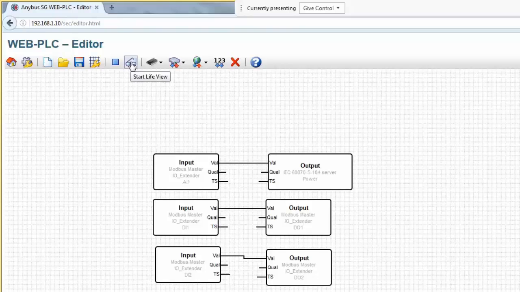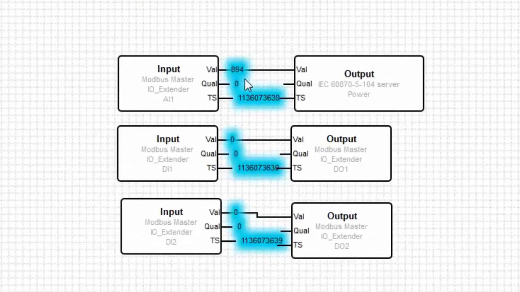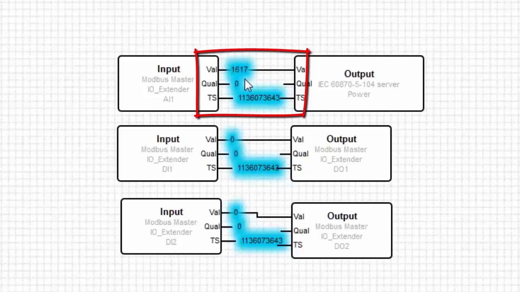So I click the Start button, and I can see that live values show up in my editor. If I turn the physical knob on my Modbus device to change the voltage, I can see that values change in my editor.